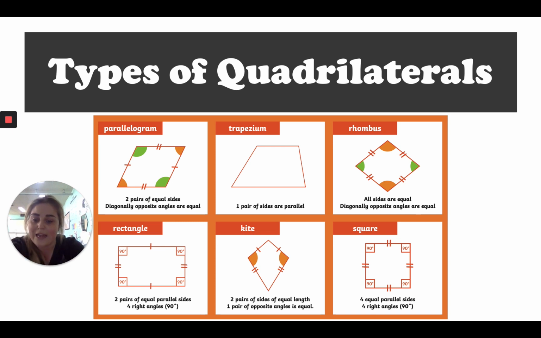Then we have a rectangle, and a rectangle has 2 sides that are the same length and the other 2 sides are the same length, and all angles are 90 degrees. We then have the kite, with 2 pairs of the sides equal in length, and 1 pair of the opposite angles equal. And then we have a square, which has all equal sides and all equal angles. So they are the 6 types of quadrilaterals that we're going to be looking at this week.